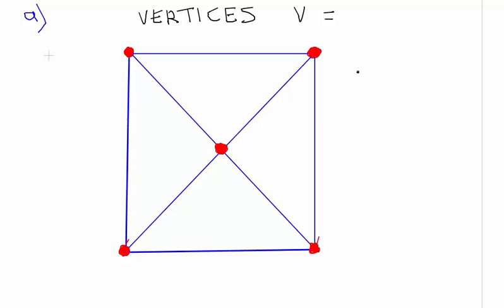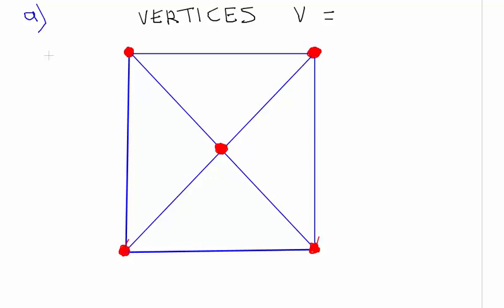Okay, in this presentation we have four planar graphs. What we're going to do here is calculate the number of vertices, which we're going to call V, the number of edges, and the number of regions in each map, and then we're going to verify Euler's formula.